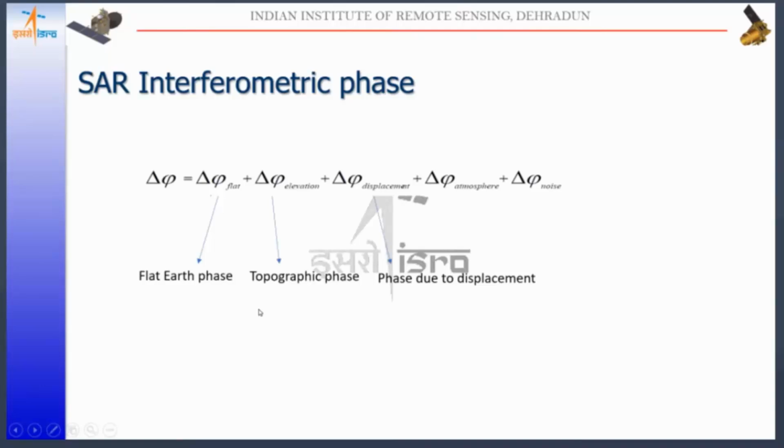That phase we have to subtract. That is called the flat earth phase. Second is the topographic phase that we are deriving, which is due to the undulations of the surface. Third is any phase due to the displacement of the target features, which is used for DInSAR, the differential interferometry technique. So basically we will use these two, flat earth and elevation, for our DEM derivation.